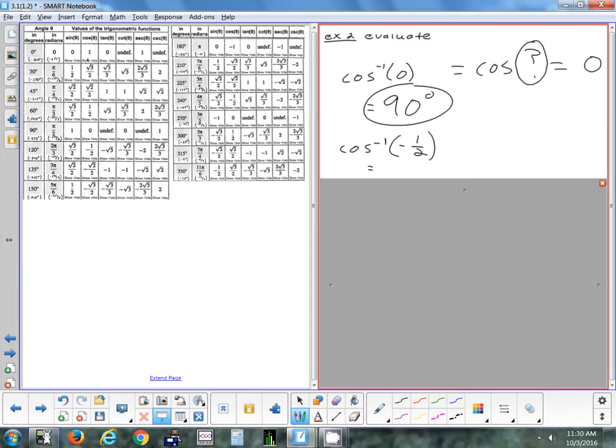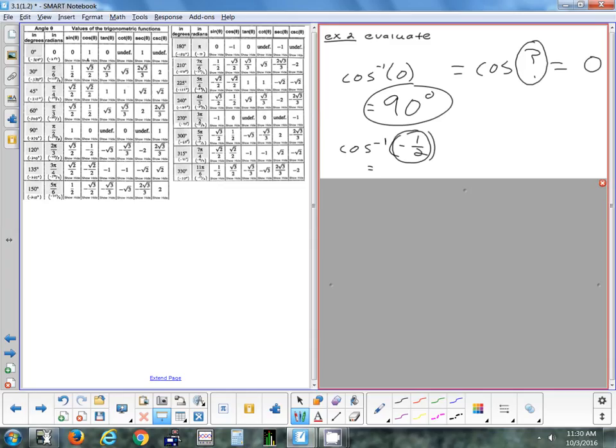Okay, now inverse cosine of negative 1/2. Or another way to say it is what angle do you take the cosine of and get this as the answer? Okay, so I'm looking in that cosine column till I find the angle. And then I've got to make sure it's between what it needs to be. Okay, so Shannon, do you see what the answer is to this one? 120 degrees.